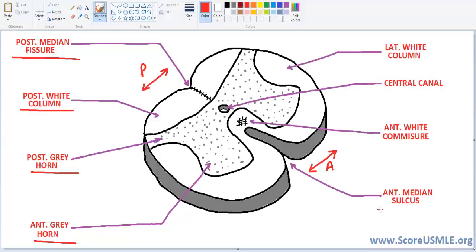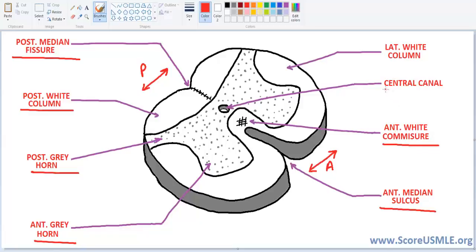Then we come to the anterior surface, and you can look at this anterior median sulcus. This is a huge depression. It's a cleft in the anterior surface of the spinal cord. It's a longitudinal cleft, and it's known as the anterior median sulcus, right? And what about this crisscrossing that is labeled as anterior white commissure? Guys, this is where the white axons, the myelinated axons of the spinal cord cross over to the opposite side. But we'll talk about that in detail in the following lecture.